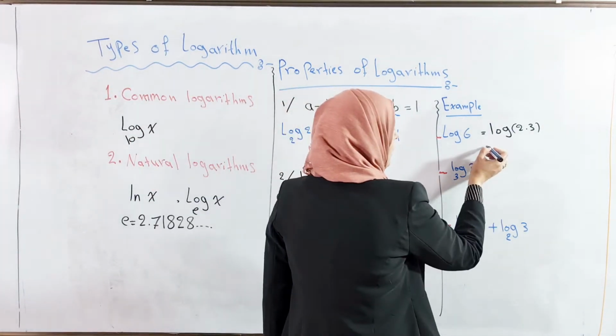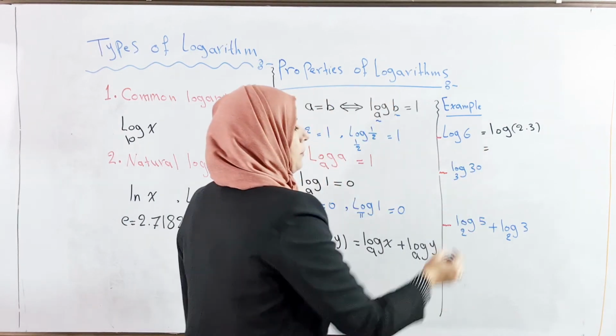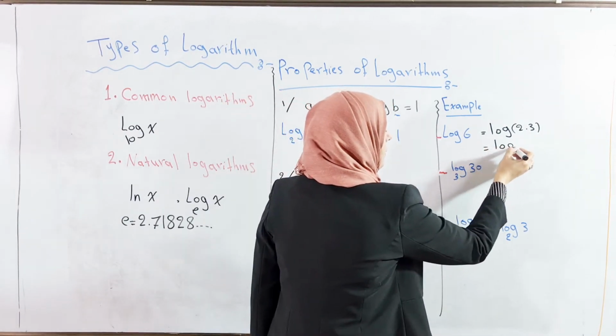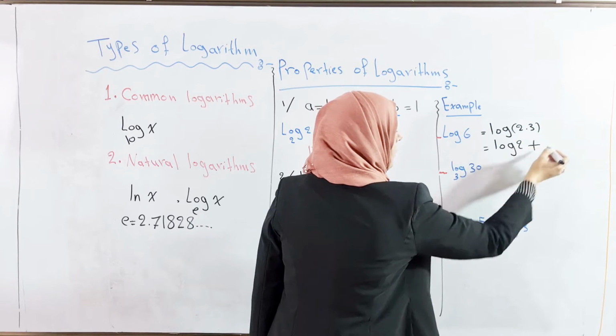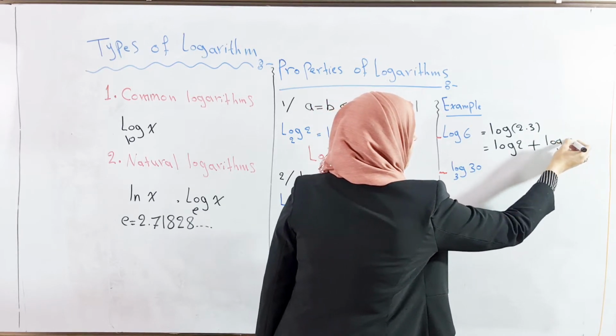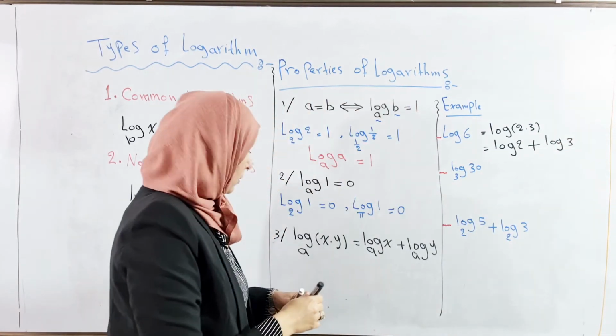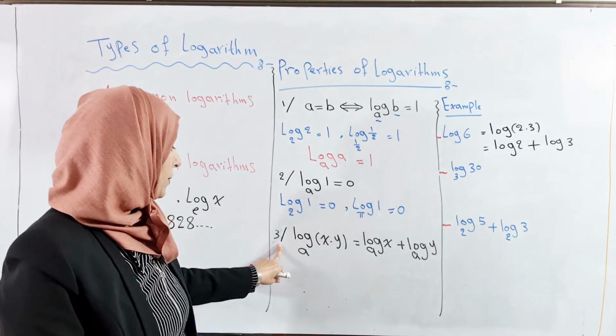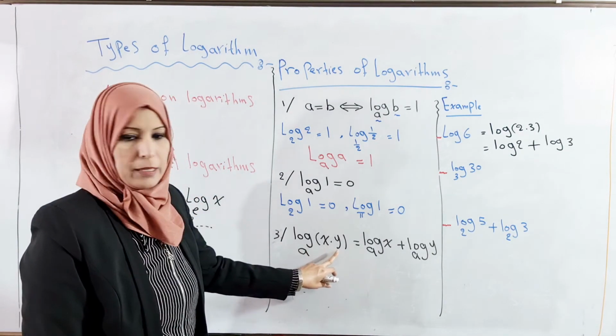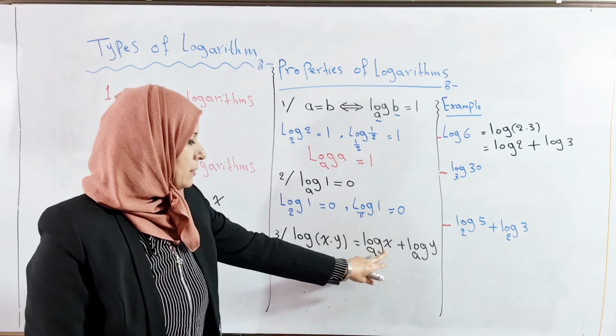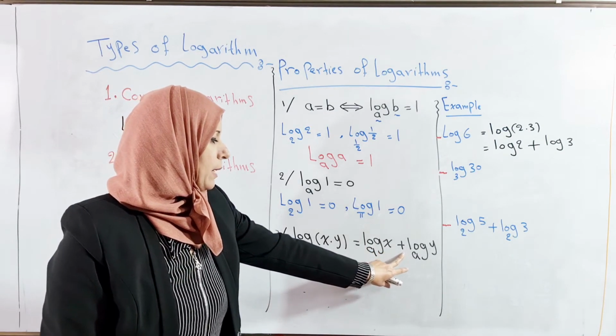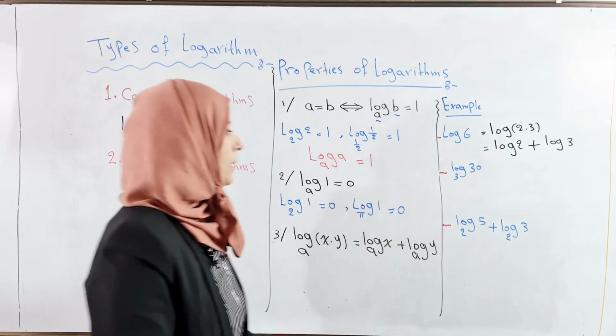Now we will write it as logarithm 2 plus logarithm 3. We depended on property number 3: logarithm of x multiplied by y equals logarithm x plus logarithm y.